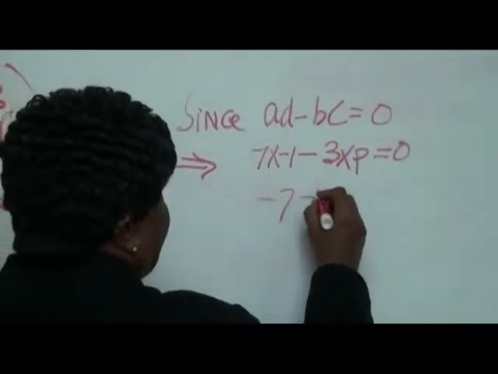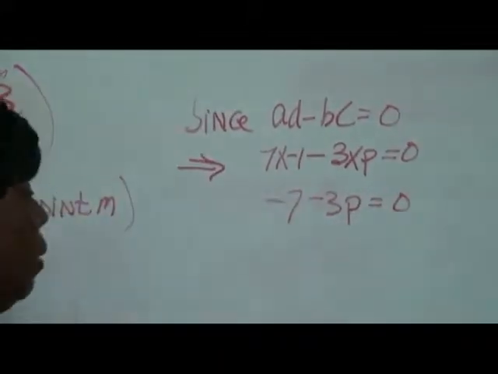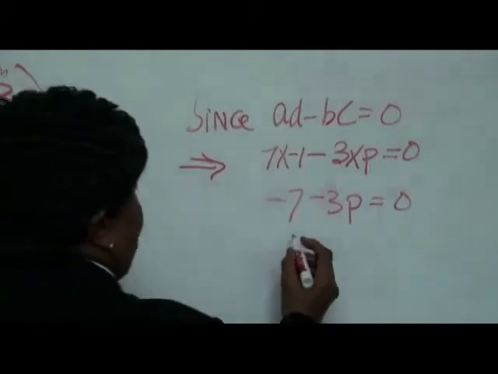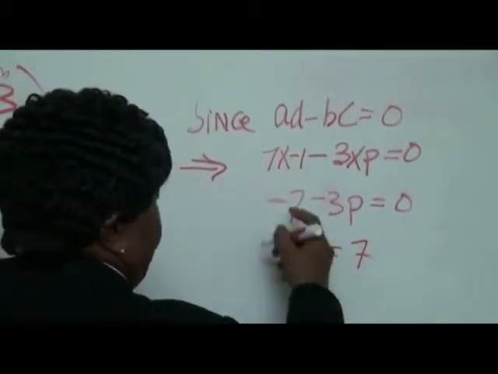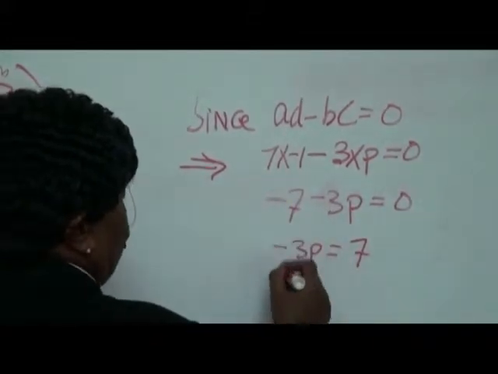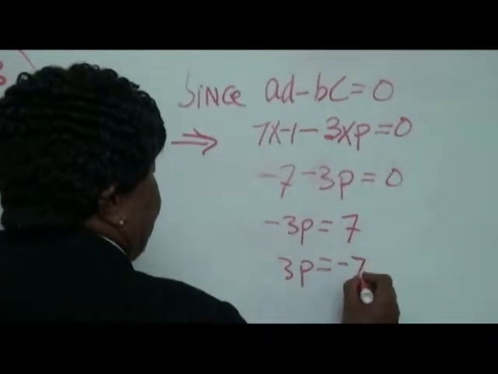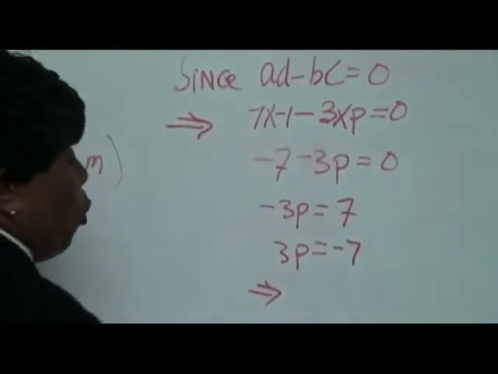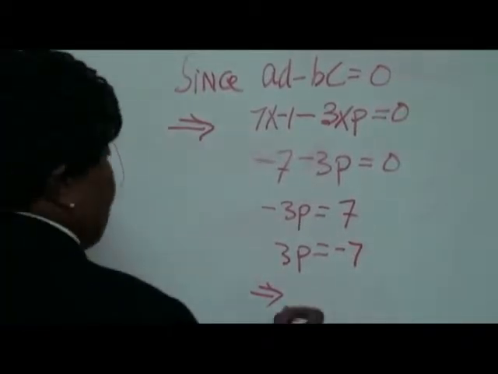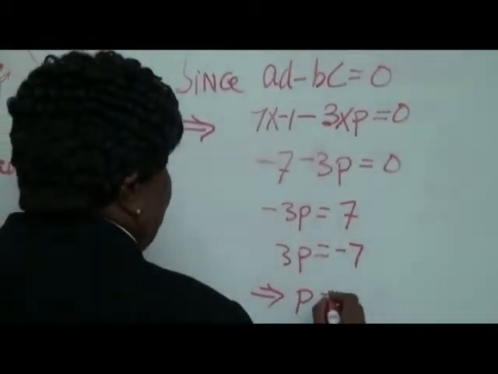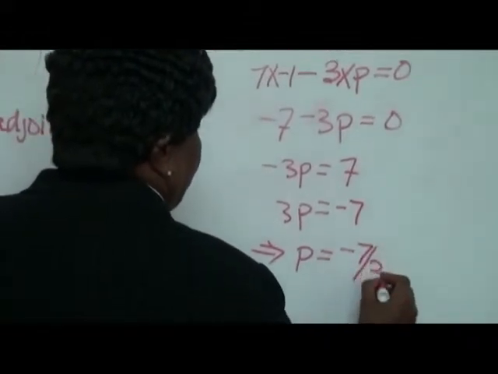And it is negative 3p is equal to 0. Take the number over to the other side. So we're going to be left with negative 3p is equal to 7. And then we're changing positive, so 3p would have been equal to negative 7. And this tells us we don't want 3p, we want 1p. So we're dividing both sides by 3. So p then would have been equal to negative 7 upon 3.